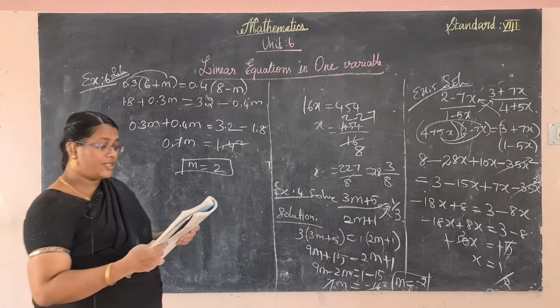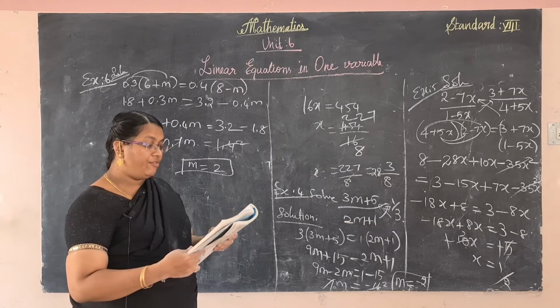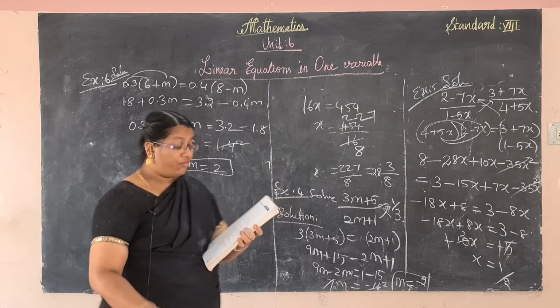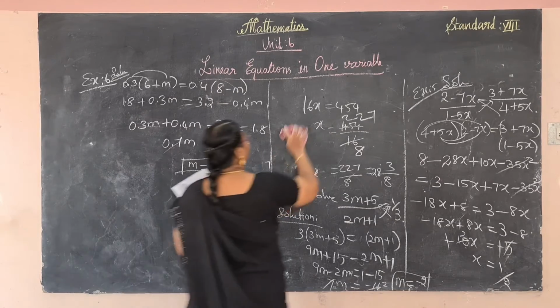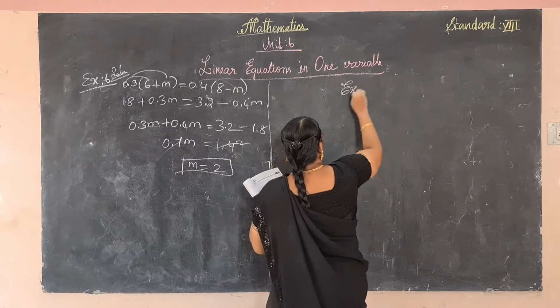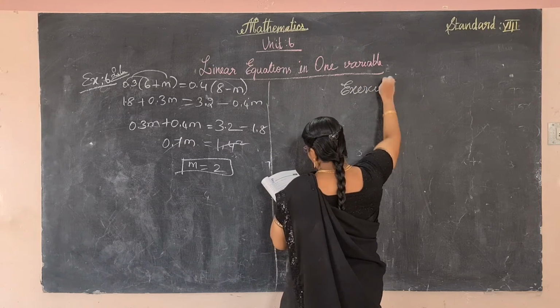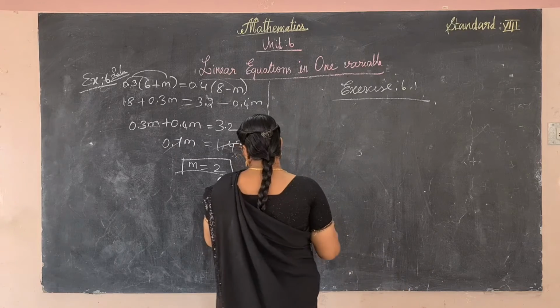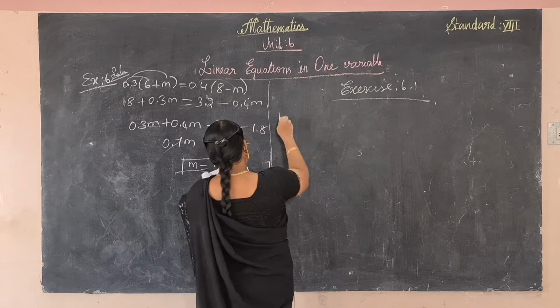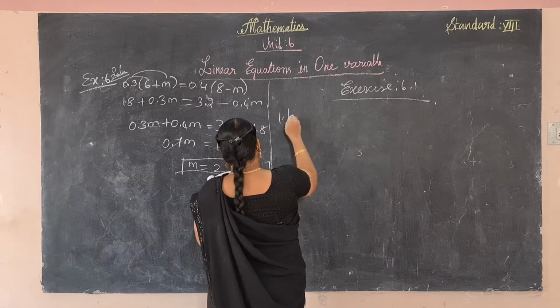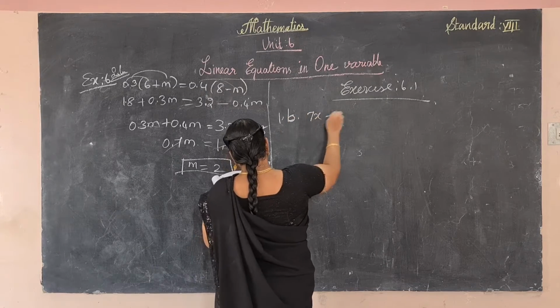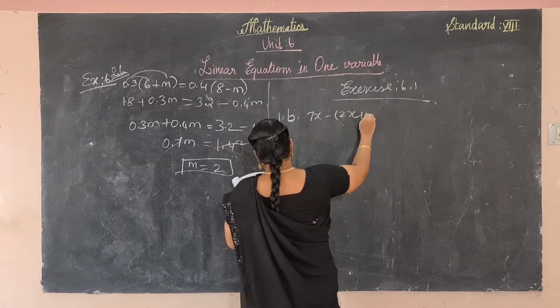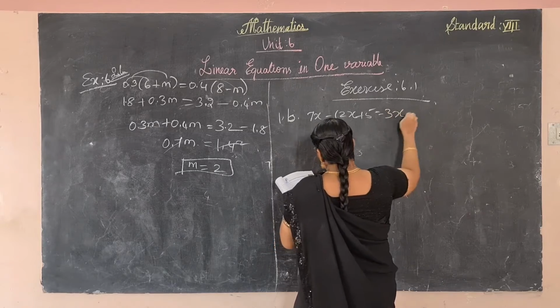Next one, exercise 6.1. Solve and verify the equation. So A and C are homework. I will do this B problem: 7x minus 2x plus 5 is equal to 3x minus 2.